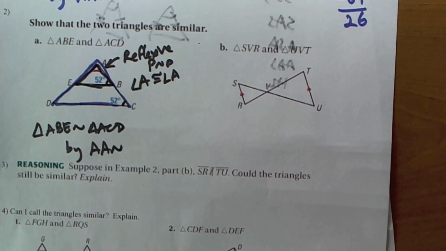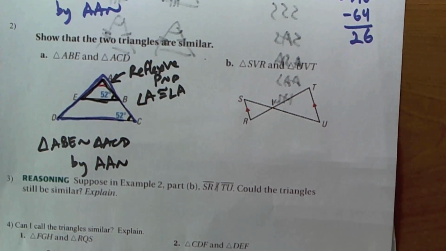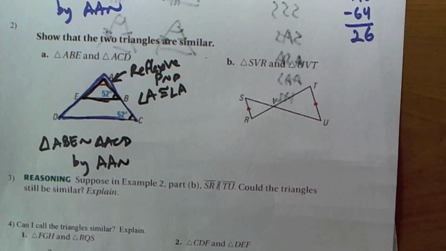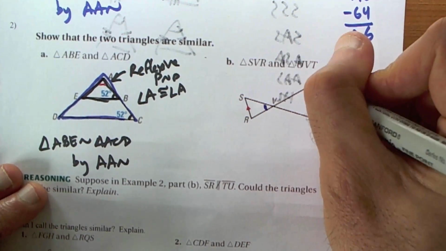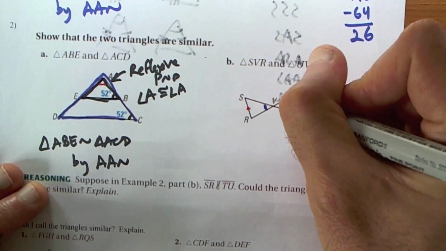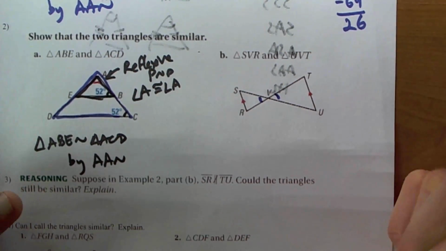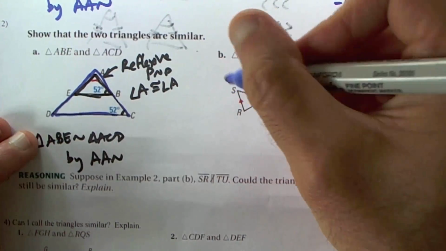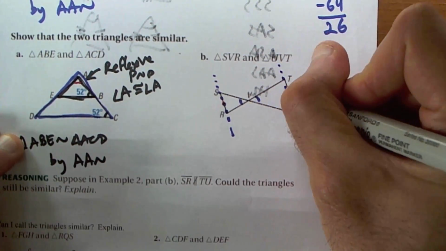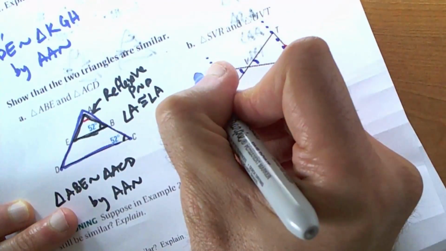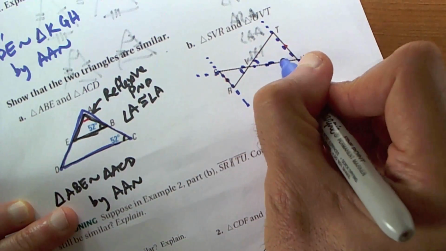And this one over here, why are these guys similar? SVR and UVT, remember these arrows mean parallel. Hopefully you notice that angle SVR is congruent to angle UVT by vertical angles. And if I have these parallel lines, remember if you get stuck, I think it's highly useful to extend this out so you can see it. You can extend out this transversal as well.